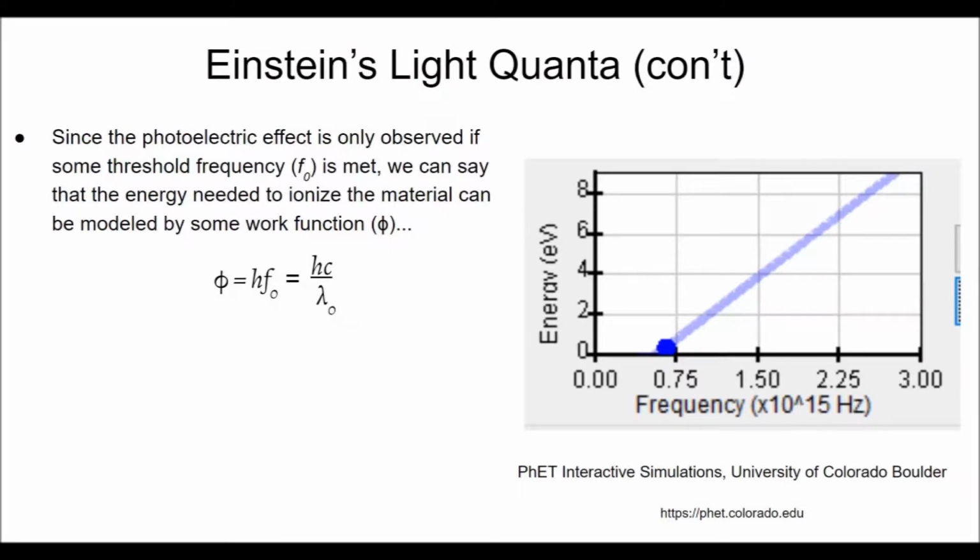We can describe the amount of energy needed to ionize a material by its work function, phi. Since the energy of a photon is directly proportional to its frequency, the minimum amount of energy needed for ionization will be directly proportional to the material's threshold frequency, f naught.